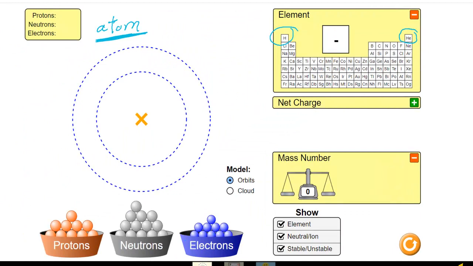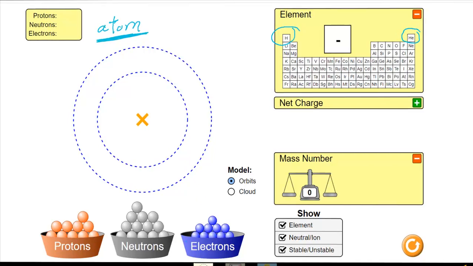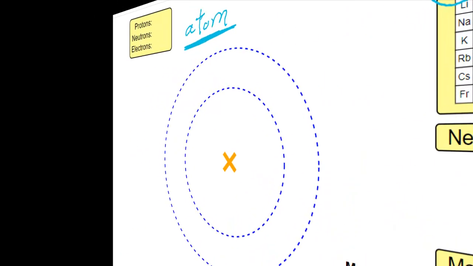Each atom is made of protons, neutrons, and electrons. Electrons, neutrons, and protons are the three components that make an atom. Every element is made of atoms. Atoms are made of protons, neutrons, and electrons. An atom looks like this, like this representation that you see on the screen here.